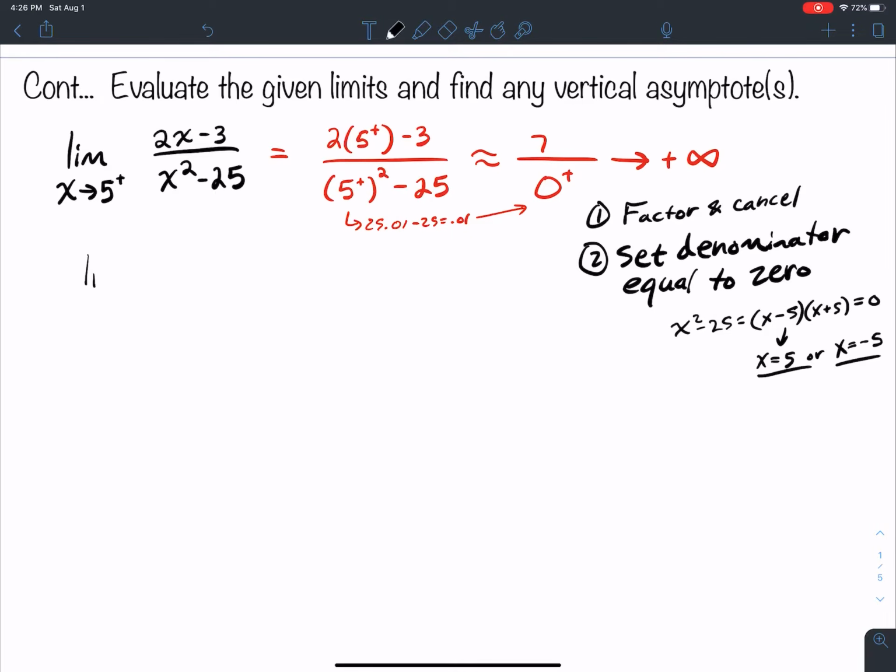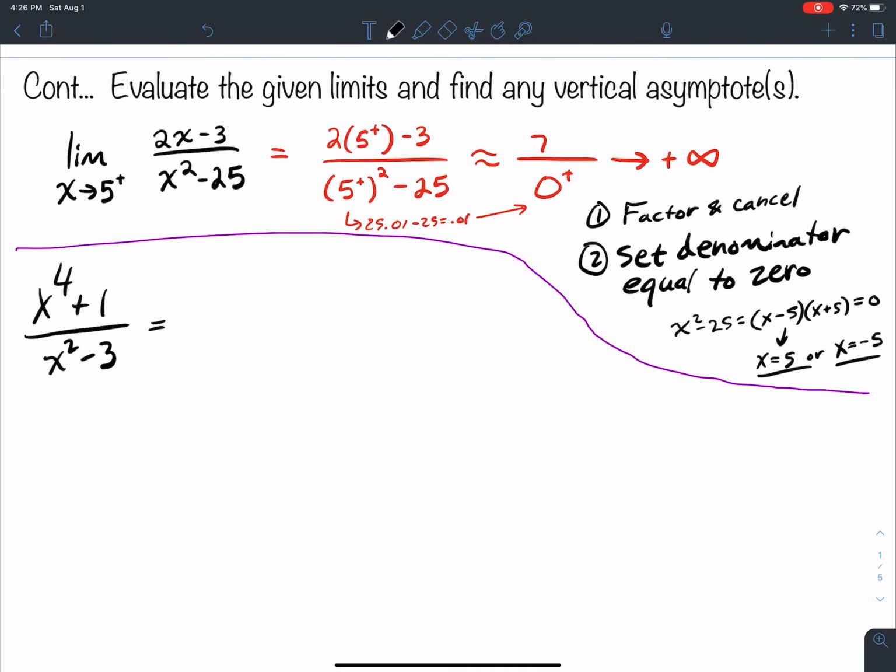All right, so this next one, we've got another rational function, x to the 4th divided by x squared minus 3. Now, this one is a little bit trickier because it looks like it could be a difference of squares. The only problem is 3 isn't a perfect square. But guess what? How did we get 5 here? We took the square root of 25. So I'm going to use that same method here. I'm going to take the square root of 3. And so I get a plus square root of 3 and a minus square root of 3, okay? So x minus square root of 3 times x plus square root of 3.